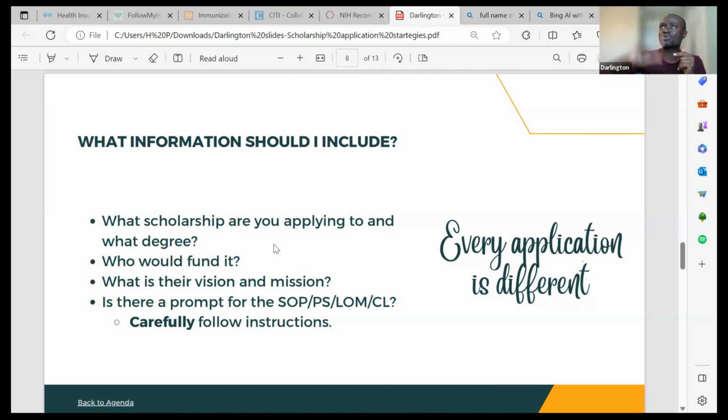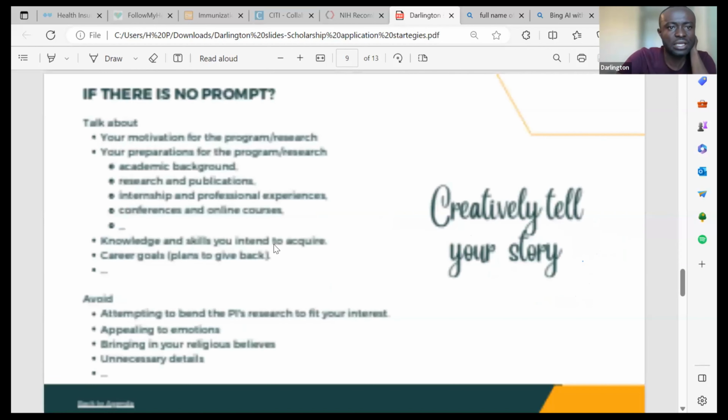Keep looking at the prompt and ask yourself, am I addressing this prompt? Am I going off point? You need to address everything in the prompt, and you don't need to waste time on addressing things that are not in the prompt, because they give the prompt because they know exactly what they want to know about you. So stick to the prompt. It's very, very important. Of course, you must not follow the prompt serially as it appears. You can talk about everything there by creating your own story, and I'm going to emphasize that later.